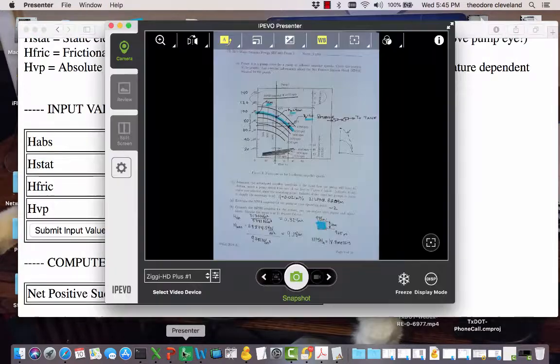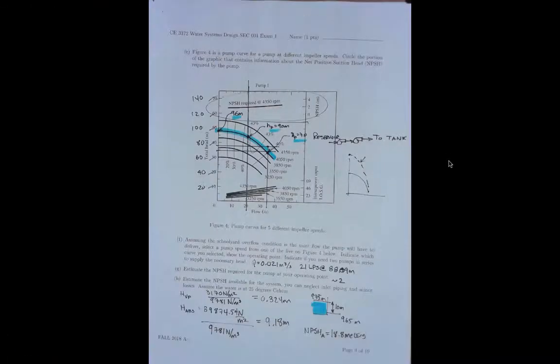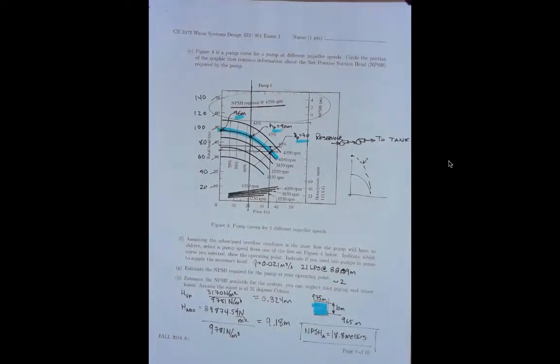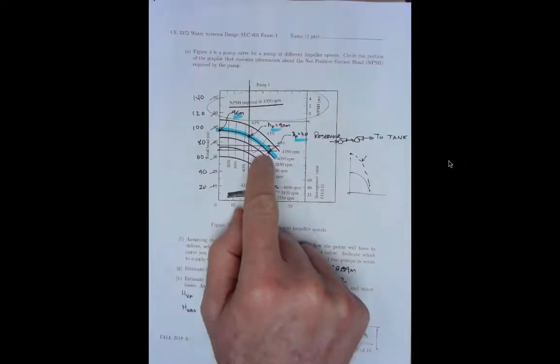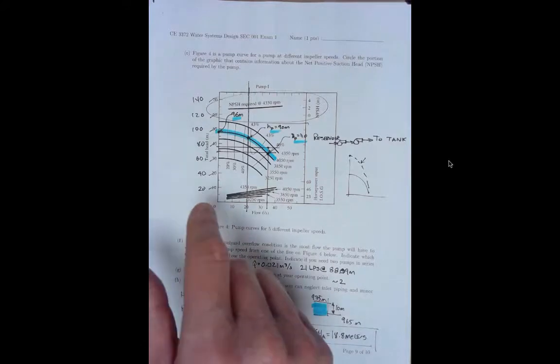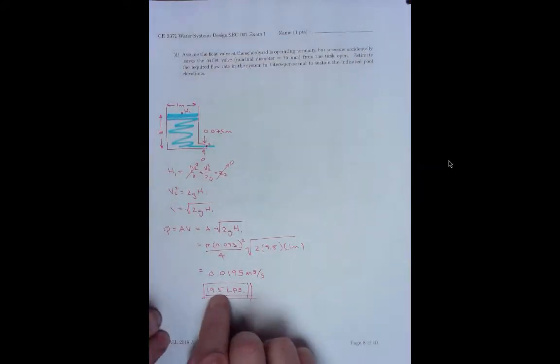So we'll go ahead and write that right here, and we are complete. 2 of these pumps in series will satisfy this hydraulic system. If the valve is left open, we're already producing over 21 liters per second, so it can handle the valve left open.